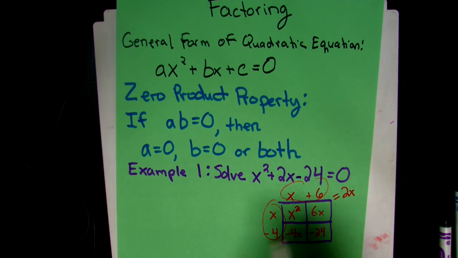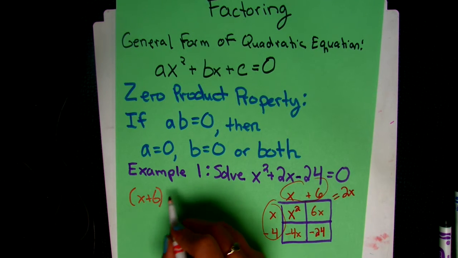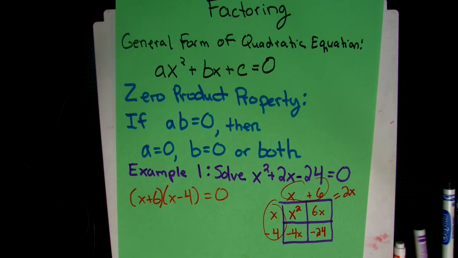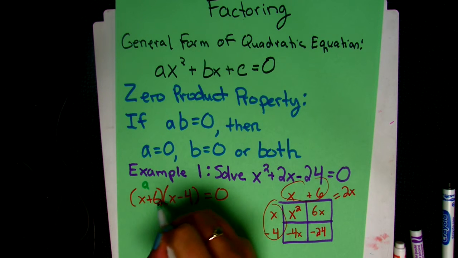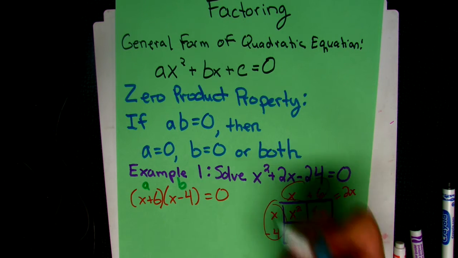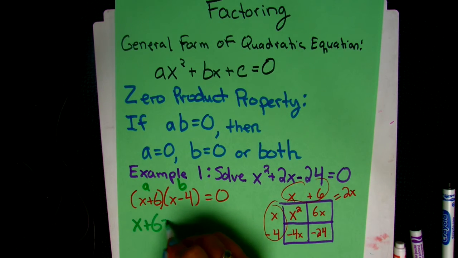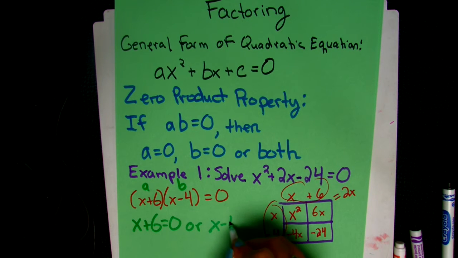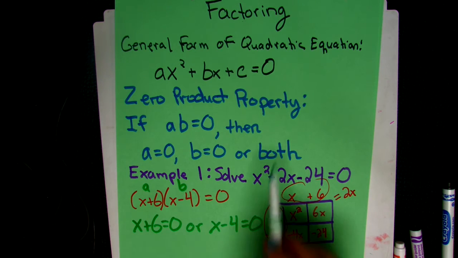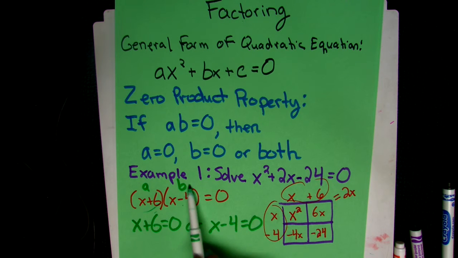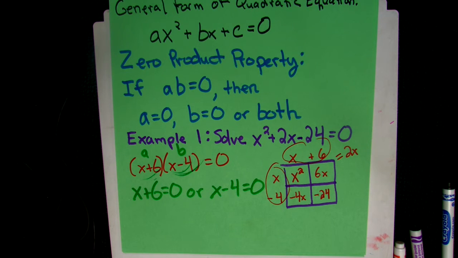So now I have my two factors: x plus 6 times x minus 4 equals 0. Remember, our zero product property says that either A, which is x plus 6, is 0, or B, which is x minus 4, is equal to 0. So let's say x plus 6 is equal to 0, or x minus 4 is equal to 0. If you have two factors multiplied together, then one of them has to be 0 or they're both 0. Now that I have my two factors set to 0, I can solve for x.